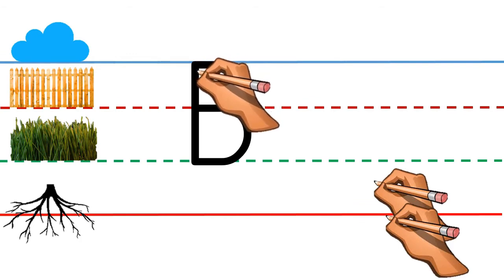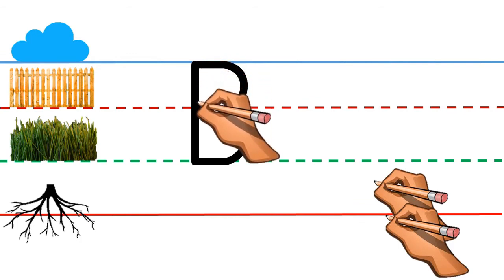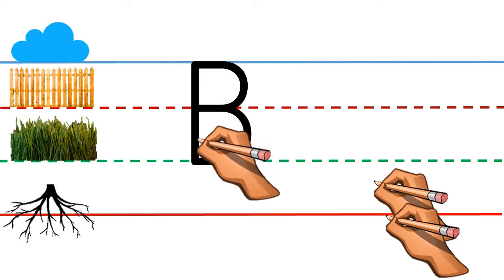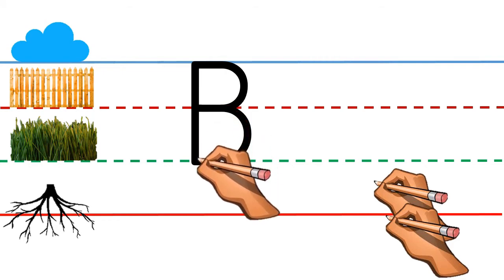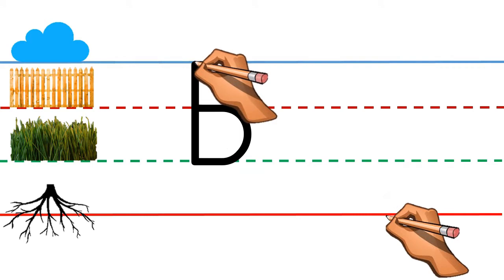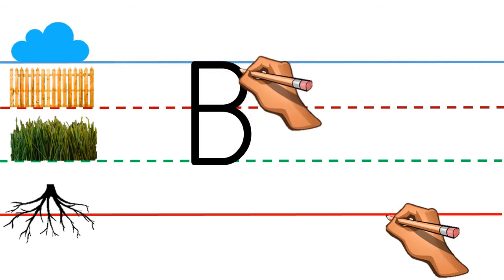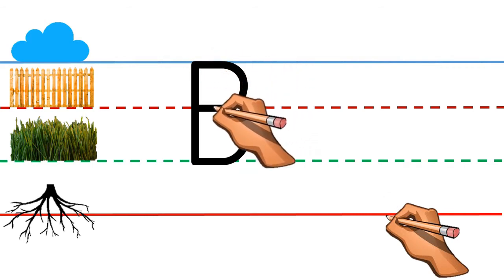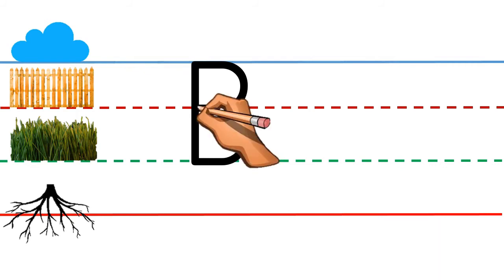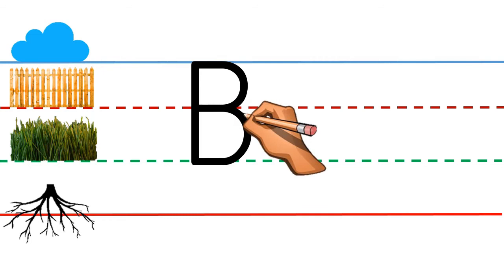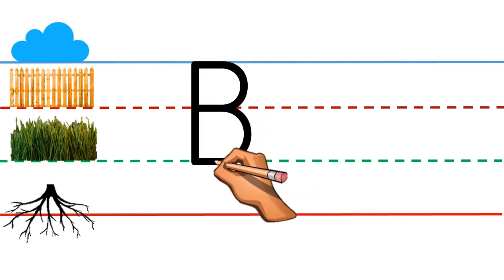Put your pencil on the skyline. Come down straight and touch the grass line. Now put your pencil again on the skyline. Make a semicircle while touching the fence line. Now come out and make another semicircle while touching the grass line.